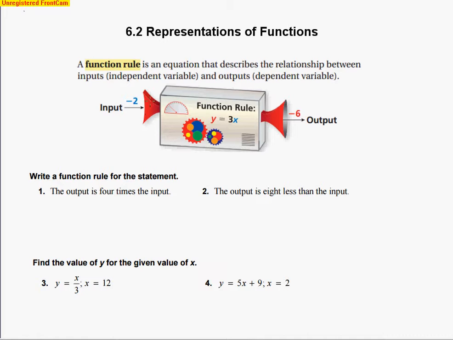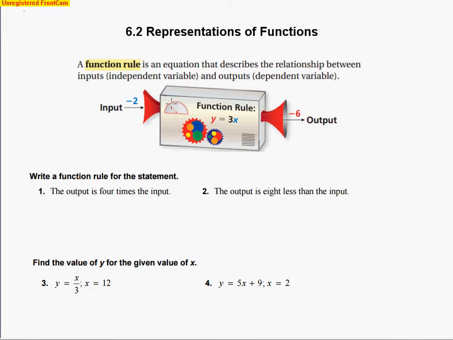And yes, it does. You see, if we have an input of -2, we should always get the same output. And here the rule is y equals 3x. So the rule says that we're going to take our input and always multiply it by 3, and then we're going to get an output. And that's true. So -2 in for x here, and we multiply it by 3, we get an output of -6. And so that's what a function rule is.